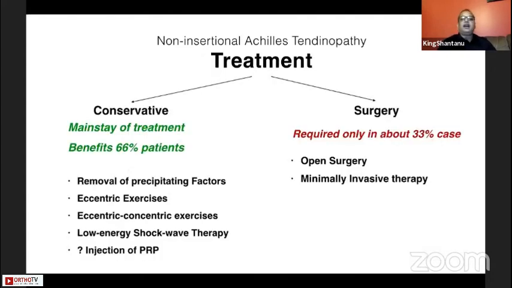As far as treatment is concerned, it is mainly conservative.